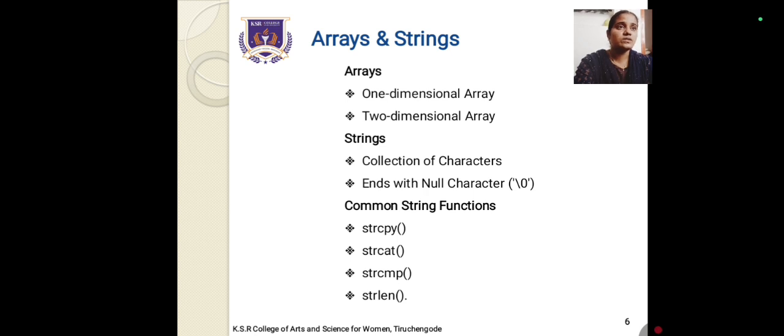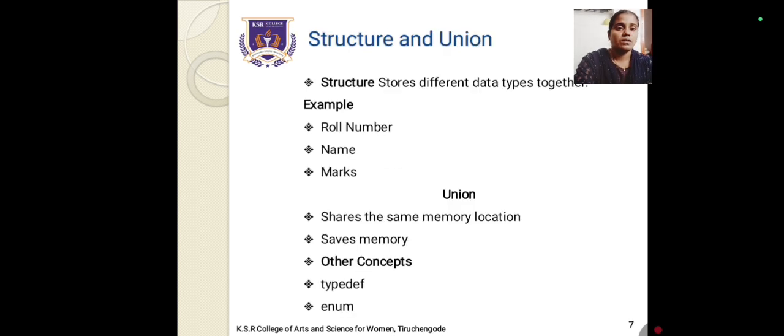C provides many useful string functions for string copy, string concatenate, string comparison and string length. These functions are used for copying, joining, comparing and finding the length of strings. Next one is structure and union. A structure is used to store different types of data together such as a student roll number, name and marks. Union is similar to structure but all members share the same memory location, so only one member can hold a value at a time.